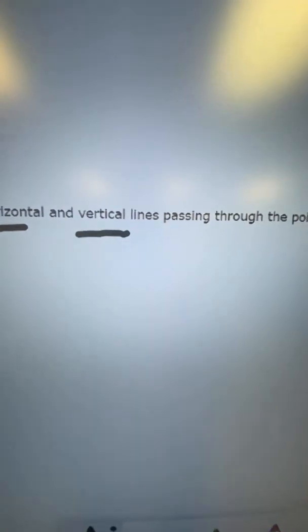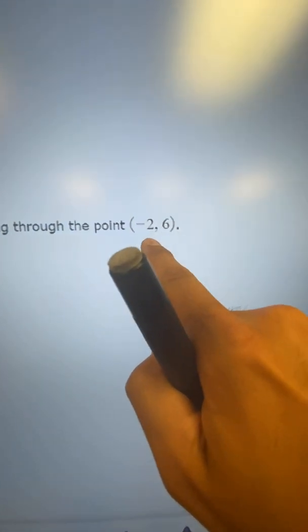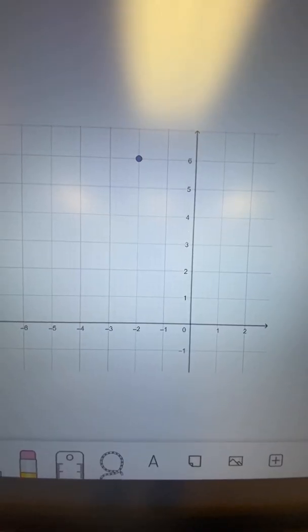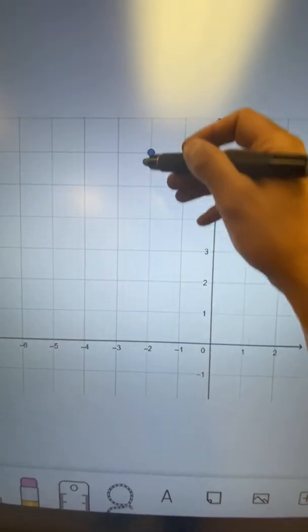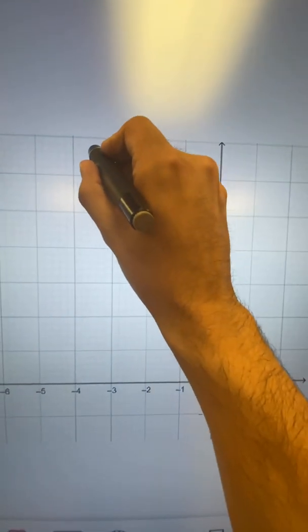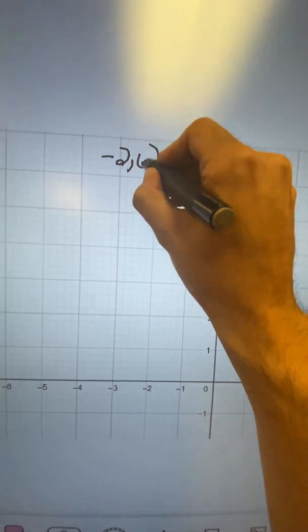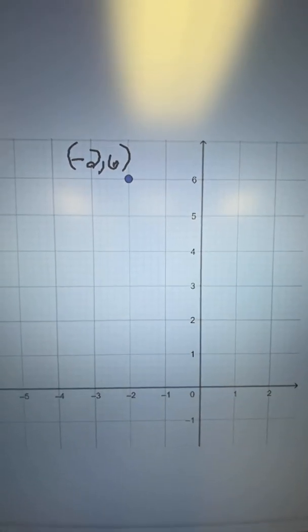Here we're asked to write the equation for a horizontal and vertical line, and it has to pass through this point, -2, 6. I ended up plotting the point on a graph for you already, so this is the location, -2, +6, and I'm just going to label it here, so -2, 6. That's the location of that point right there.